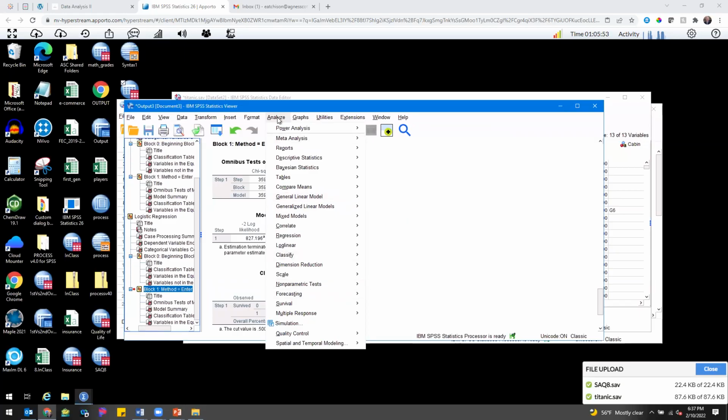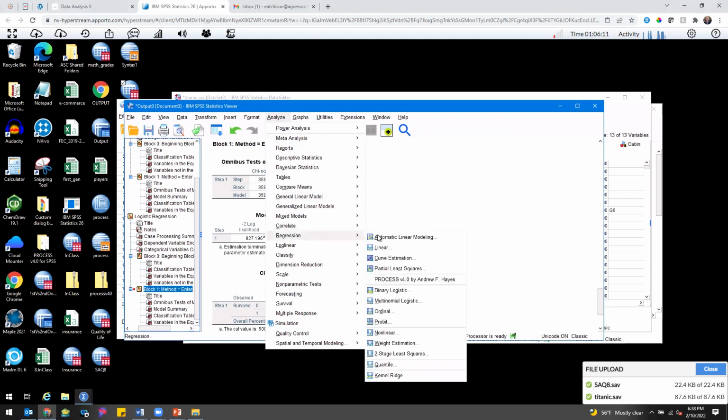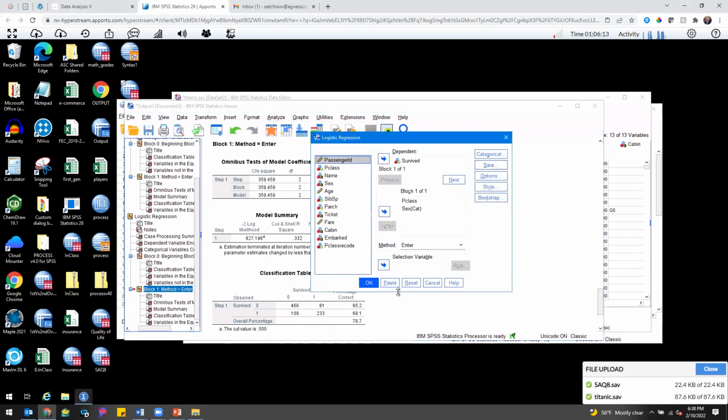Okay, we talked about gender and passenger class, but that alone does not look at the combination of the effects of gender and passenger class together, right? It's just the predictive power of gender and the predictive power of passenger class. So under regression, binary logistic, of course, you all know this already. This is passenger class and sex cat.